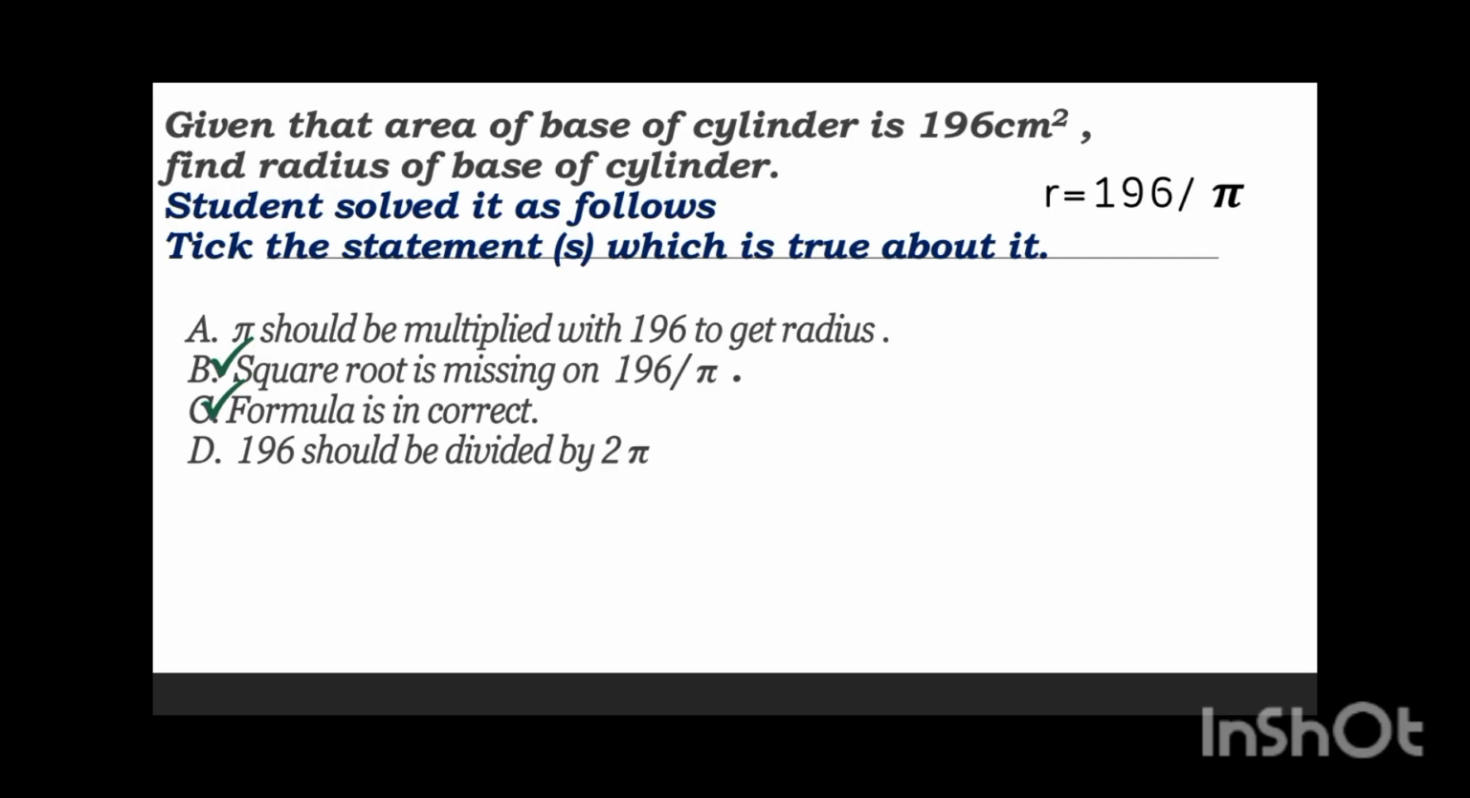The area of the base of a cylinder is 1696 centimeter square. Find the radius of the base of the cylinder. Students solved it as follows. Tick the statements which are true about it. Okay, r is equal to 1 over 196 divided by pi. So the square root is missing on 196 divided by pi. That's the thing, and the formula is incorrect.